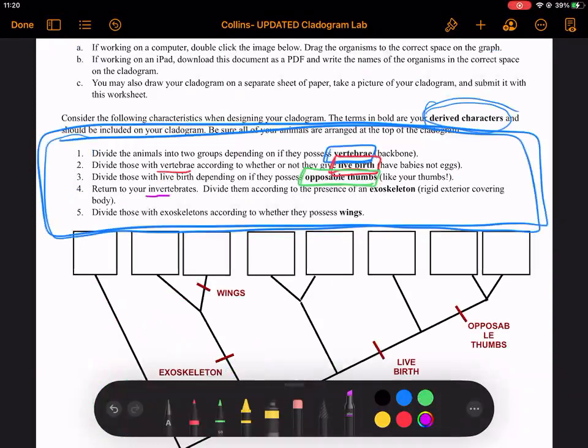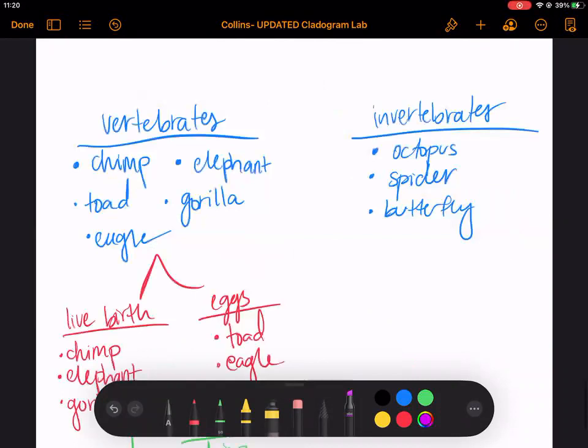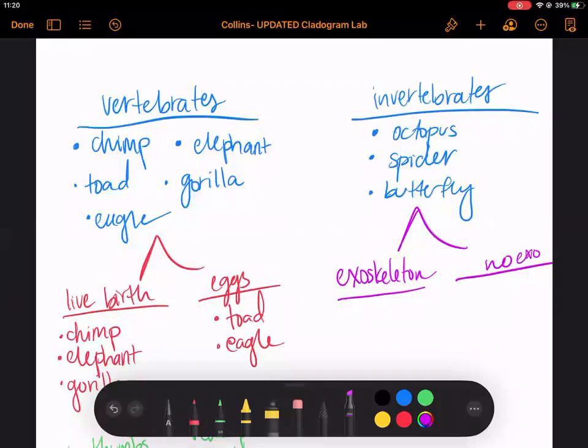So then we're told to go back to our invertebrates and divide them into whether or not they have an exoskeleton or a rigid exterior covering their body. All right, so exoskeleton or no exoskeleton. Which of these organisms have an exoskeleton, have that crunchy exterior around their body? Crunchy. Like when you step on that cockroach, you might feel it crunch. Ew. Which of these organisms have an exoskeleton? Yep, the spider. And what else?